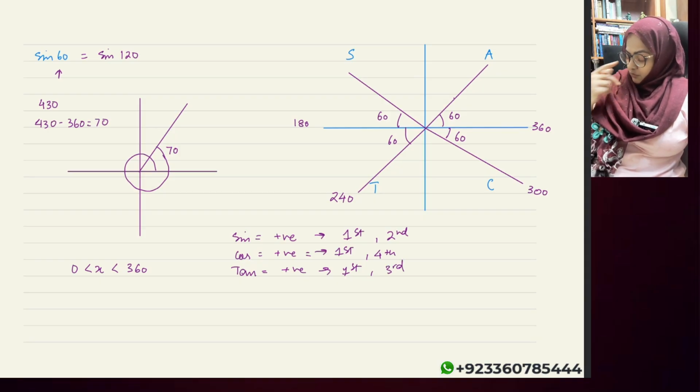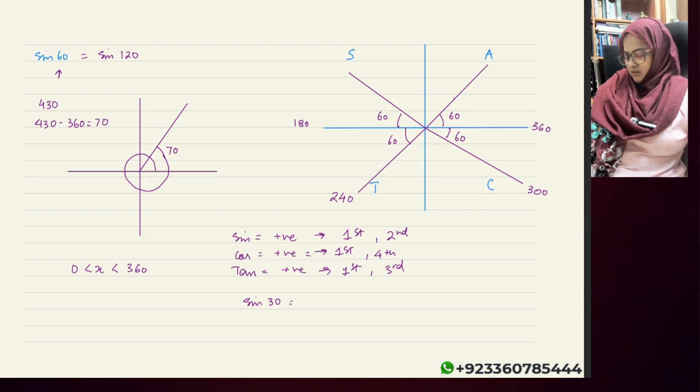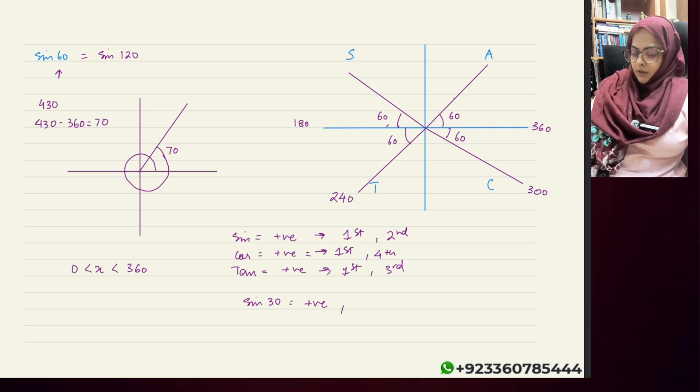For example, if we say sine 30, it is positive, right? Sine 30 is positive. I think it's 0.5 or √3/2, one of the two, okay? So sine 30 is positive, so the other angle will be 180 minus 30 because the base angle will become 30. 180 minus 30 is 150. So sine 30 is equal to sine 150, right?